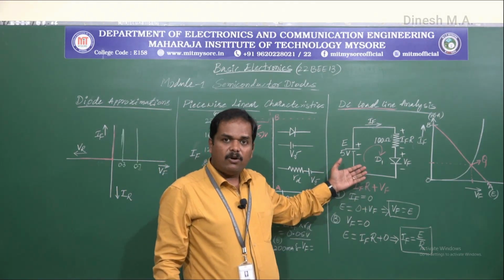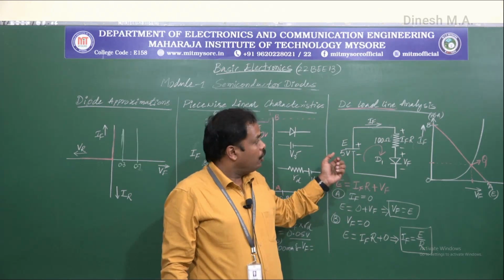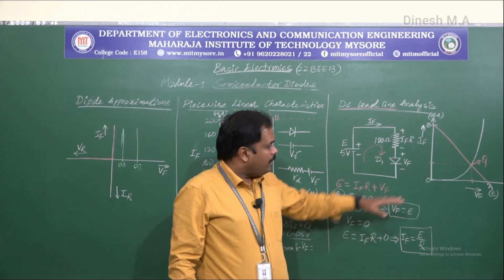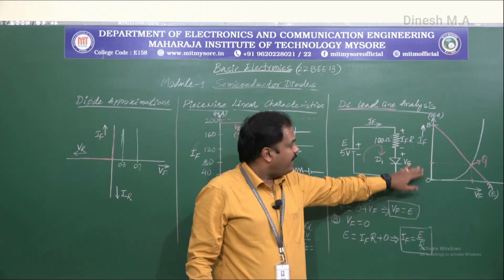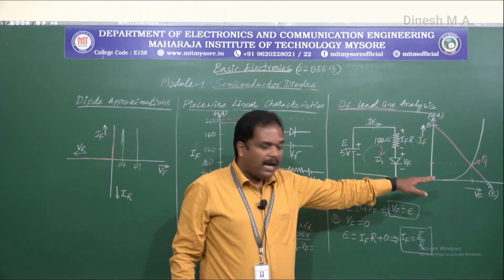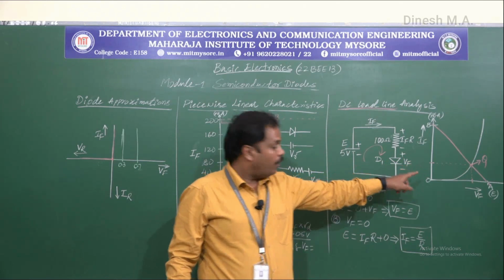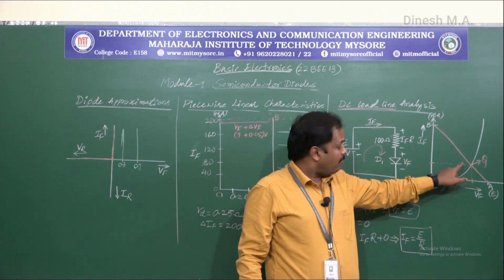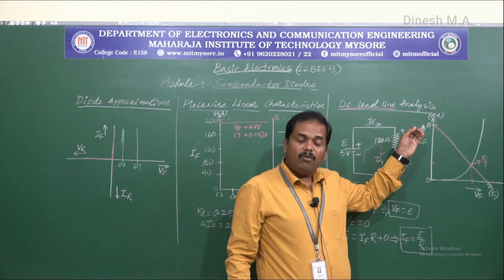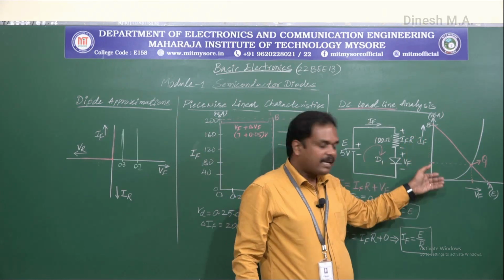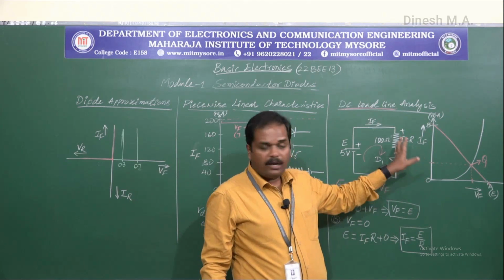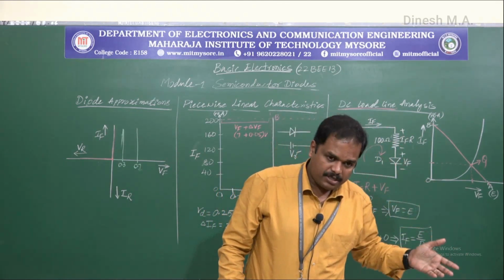Now with the help of this DC load line analysis, we can find out the load resistance and supply voltage if they are unknown. For example, if the voltage V is specified and the forward current IF is specified, with the help of this we'll mark point A and also the Q point. After marking this, a straight line is drawn and the value of the load resistance RL is calculated from the slope of this load line. So this is how we find out the value of the load resistance.